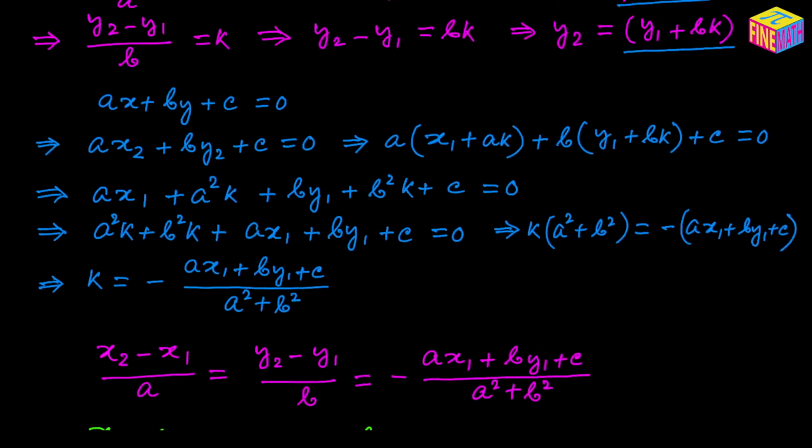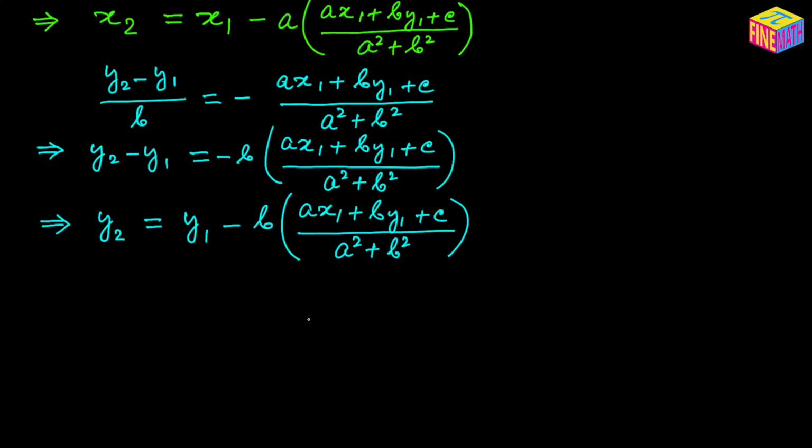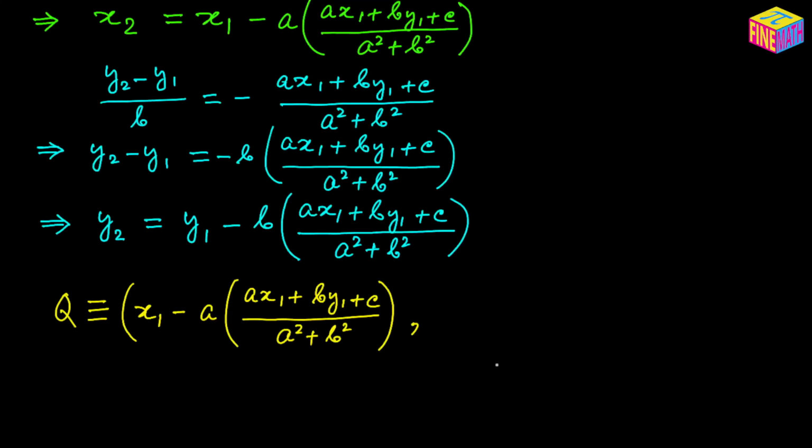If we go back to our diagram, we'll notice that Q is nothing but the foot of the perpendicular drawn from P onto the straight line A. And we have been able to find the values of x sub 2 and y sub 2 in terms of all the given numbers. So let's make a quick note. Q's coordinates can be written as, let me use a different color, first let me write down the value of x sub 2, which is x sub 1 minus a times that quantity, and I put a comma, then I'm going to write the y coordinate, and that is y sub 1 minus b times that quantity again.